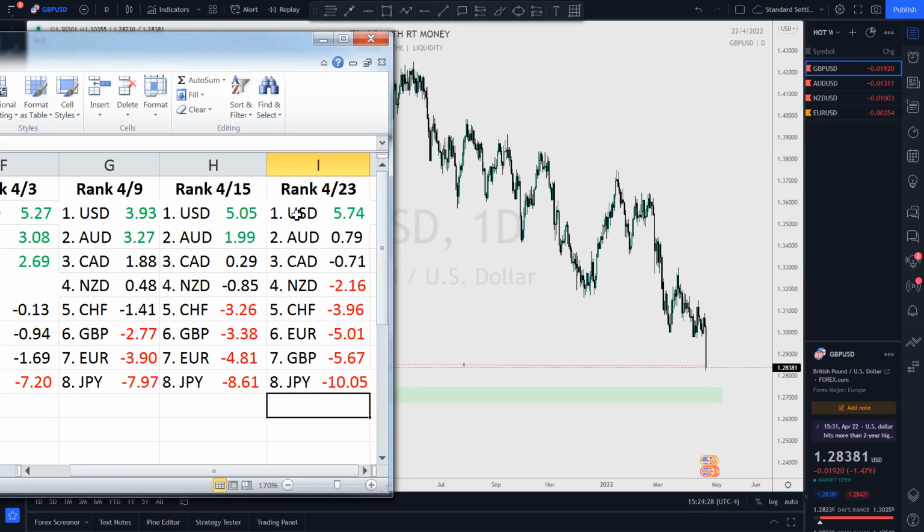USD, if we're going to play the strength of the USD, which has been shooting up, as you can see, from 3.93 two weeks ago. Last week it was 5.05, and this week it's 5.74. What do these numbers mean? This is the rate of change over 15 weeks. Over a 15-week period, this is the rate of change. All right, now I update it every week. All right, and then I rank the strength of the strongest currencies to the weakest each week. All right, I hope you understand it.